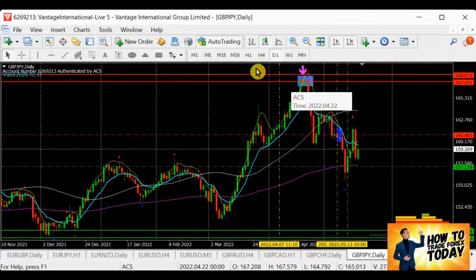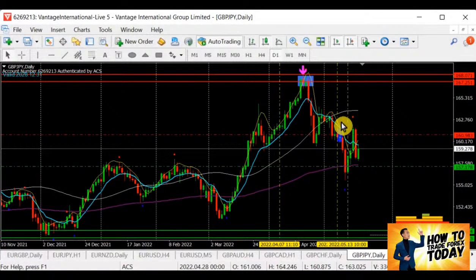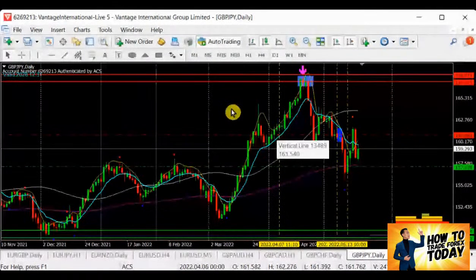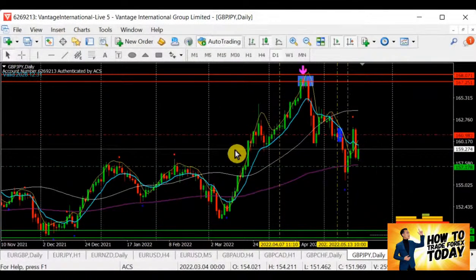Finally, I see a bear market. All right, so I'm going to sell Pound Yen. Okay, Pound Yen. So in this full cycle, I will see it as a selling.